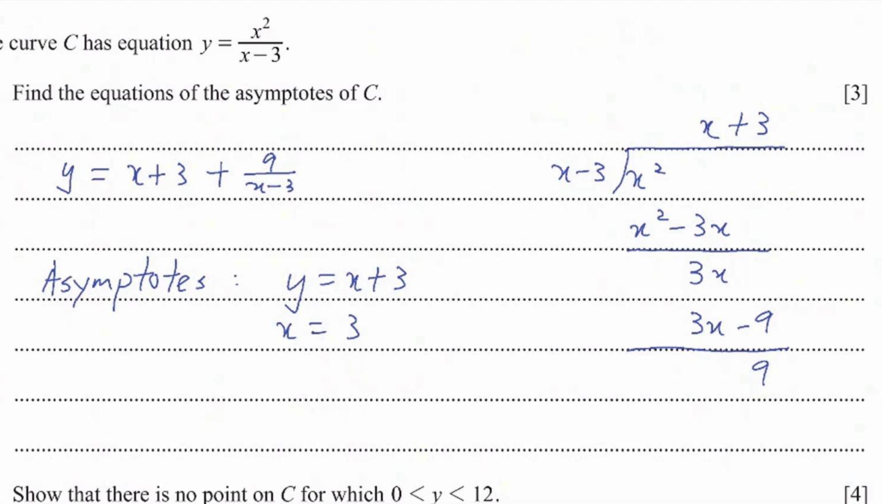So we know that we could do the long division in order for us to get this term. We can see the denominator x minus 3 will give us a vertical asymptote, x equals 3. And y equals x plus 3 here is our oblique asymptote. Very easy to obtain the two asymptotes here.